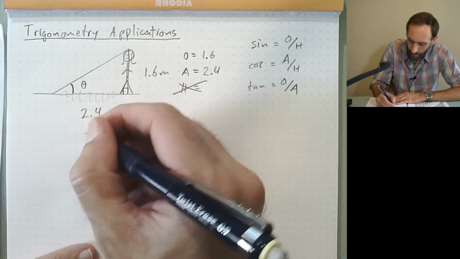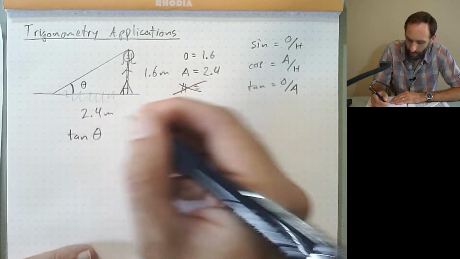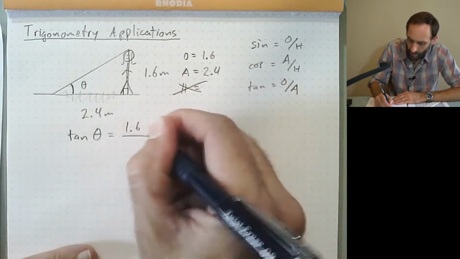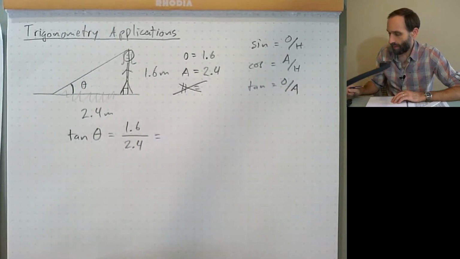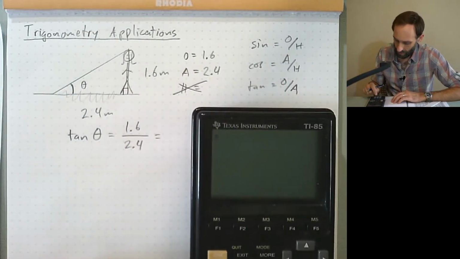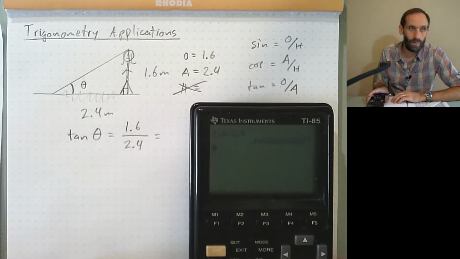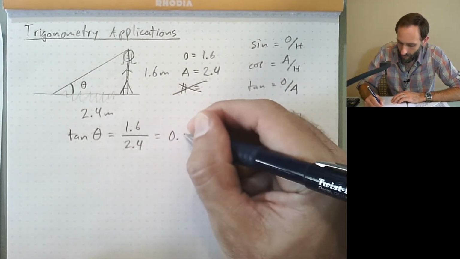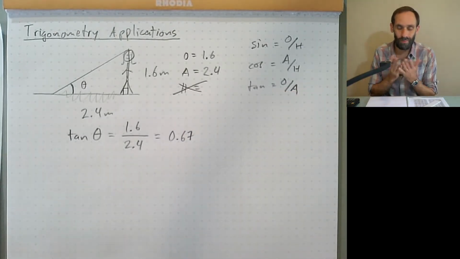Okay, so now I'm going to write it out. So we have the tangent of the angle theta is equal to the opposite, which is 1.6, divided by the adjacent, which is 2.4. And let's go ahead and find out what that ratio is. So 1.6 divided by 2.4, and that's 0.67 if we round to the nearest hundredth. Okay, well, once again, that's not the angle, it's the ratio.